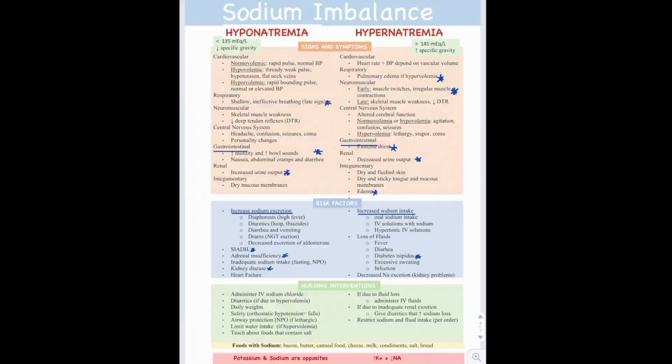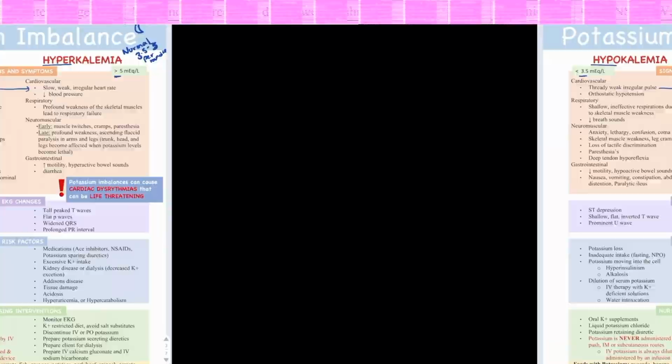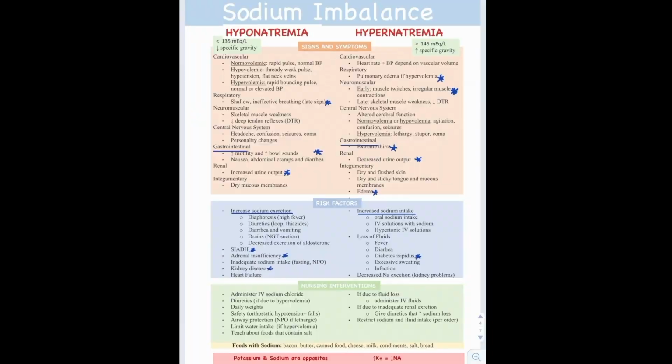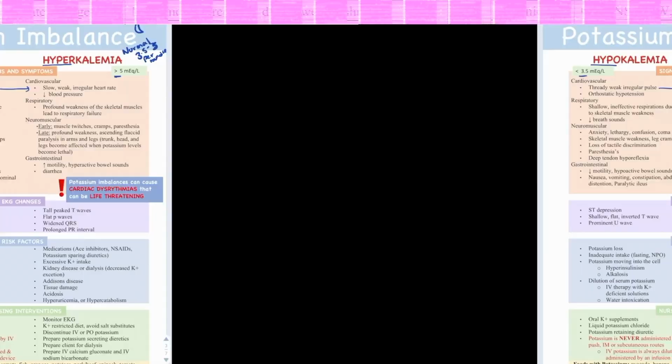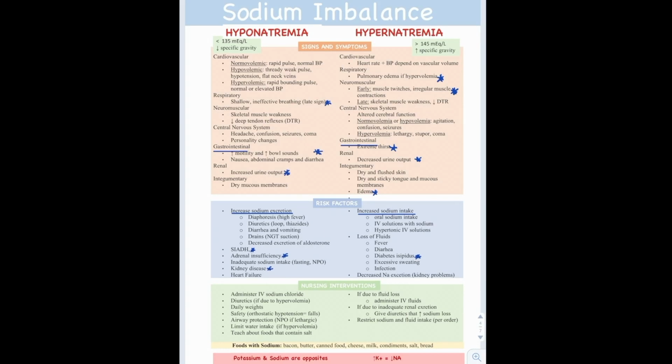For hypernatremia, if due to fluid loss, we'll administer IV fluids, because if you're losing fluid, that means that there's an increased amount of sodium in your blood because there's less fluid. If due to inadequate renal excretion, give diuretics that increase sodium loss and restrict sodium and fluid intake per order. Foods with sodium are bacon, butter, canned food, cheese, milk, condiments, salt, and bread. And potassium and sodium are opposites. So usually when our potassium is high, our sodium is going to be low, and vice versa.